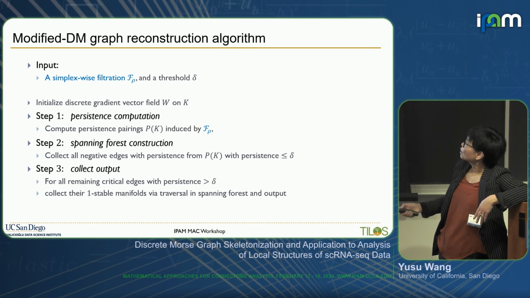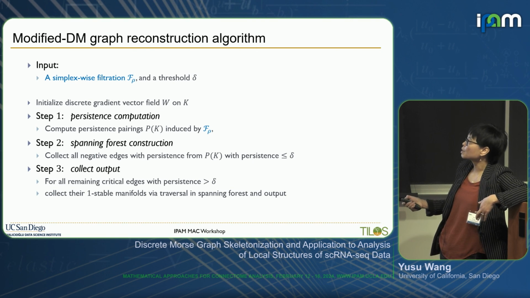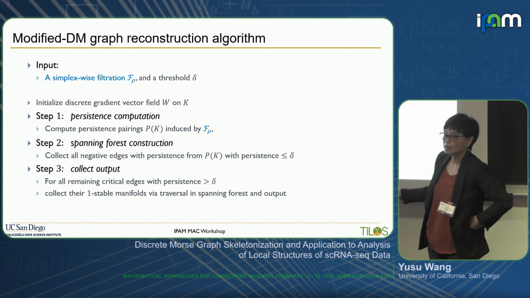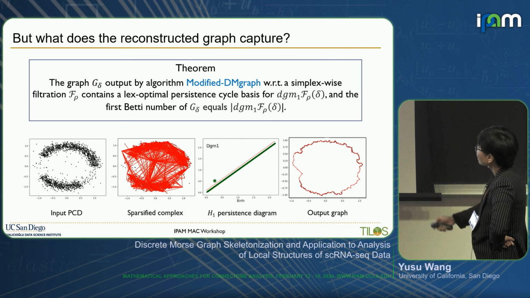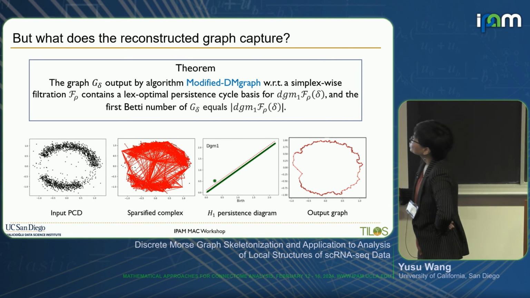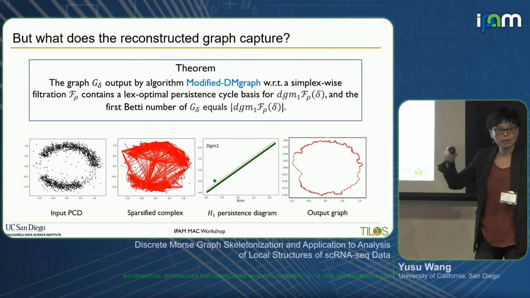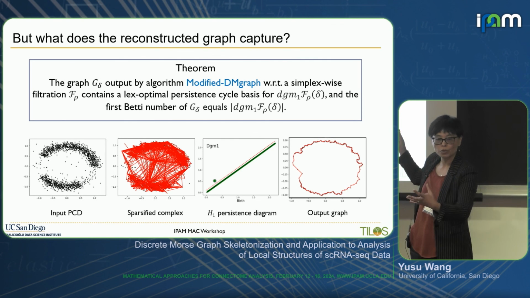So we don't have to use that domain; we can use any so-called simplex-wise filtration, namely an ordering of simplices, that's it. I can compute the persistence induced by this ordering, where you basically add one simplex at a time. The remaining two steps remain the same. What you can say is that, for the output graph, if you look at the cycles inside, this result doesn't quantify the tree part of your graph, only the cycles.